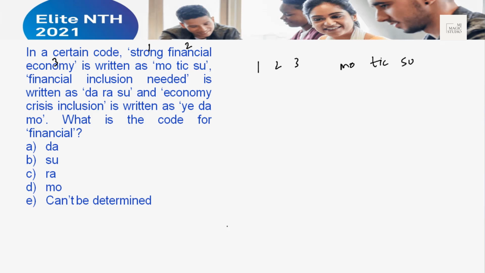Now we have financial, which was already 2. So we have 2 here. Inclusion is new. Let's call it 5. And needed is 4. So it is Da, Ra, Su.